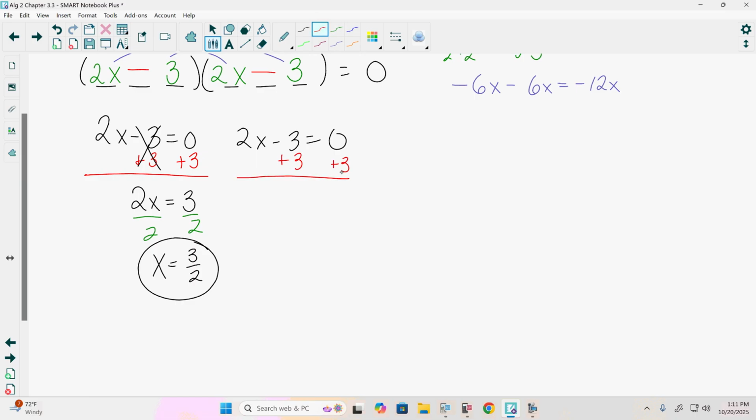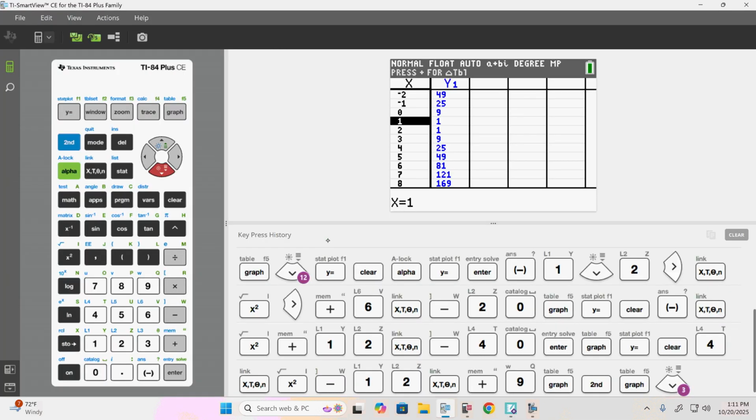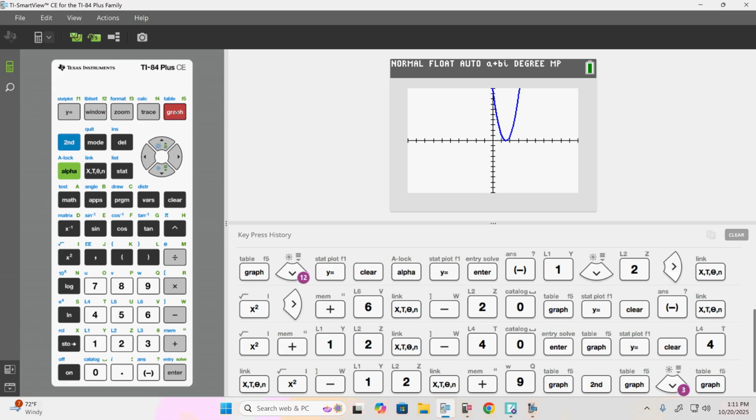Now we can do the exact same thing to our other 2x minus 3. We can add 3 to both sides. Then divide both sides by 2, telling us x is 3 halves. So we find that x is 3 halves and x is 3 halves, which really emphasizes the fact that the graph intersects the x-axis at the point 3 halves, comma 0, and it doesn't cross it because we have that value twice.